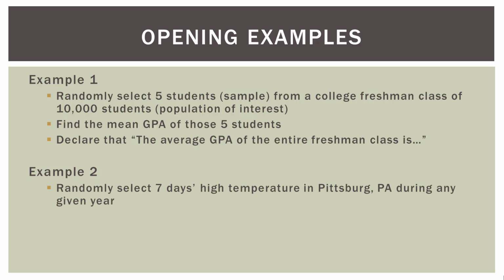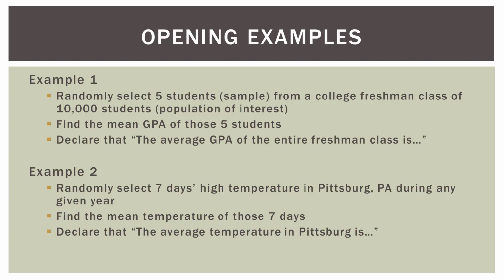How about example 2? Let's say we randomly select 7 days' high temperature in Pittsburgh, Pennsylvania, here in the U.S., during any given year. 7 random days throughout the year. We find the mean temperature of those 7 days.